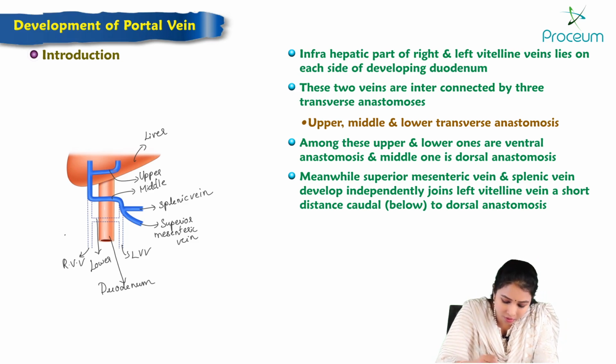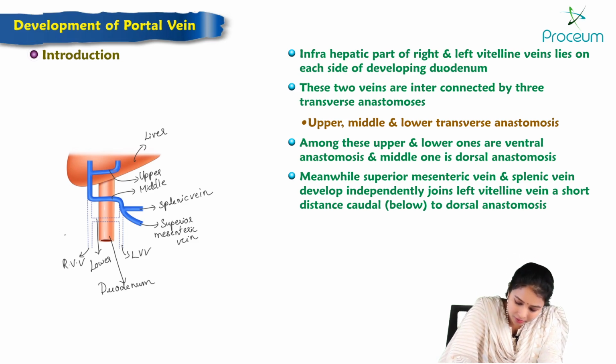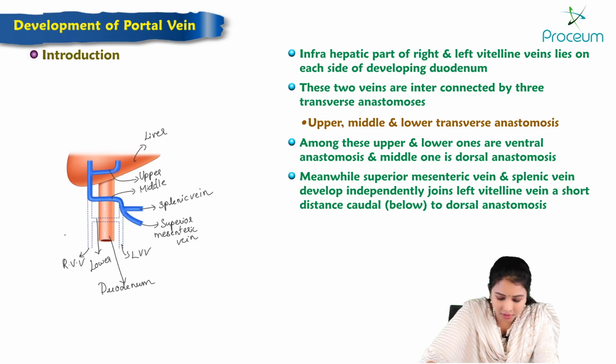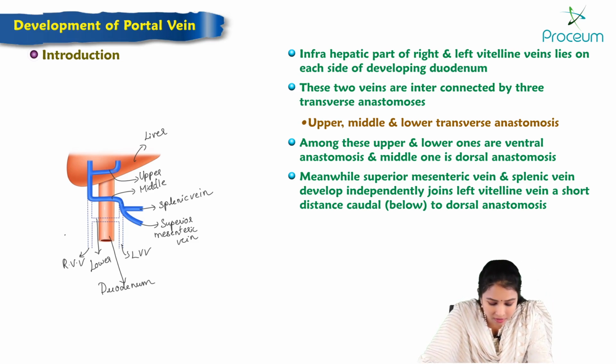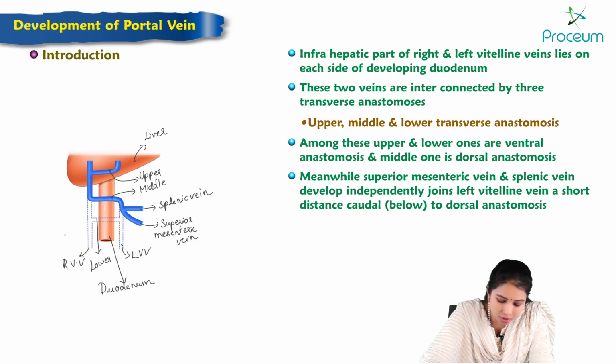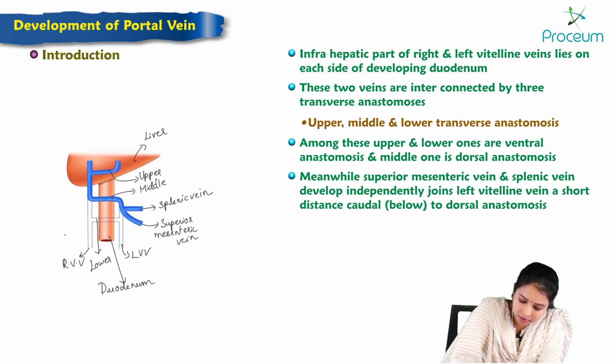These two veins join with the left vitelline vein. So this is the left vitelline vein, and we can see it is continuing with the dotted lines. It joins with the left vitelline vein just caudal to the middle dorsal anastomosis. So this is the middle dorsal anastomosis.